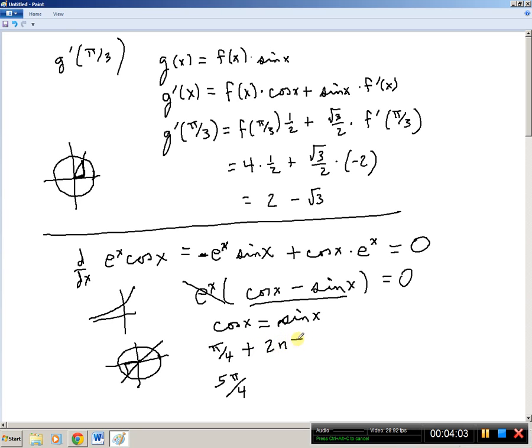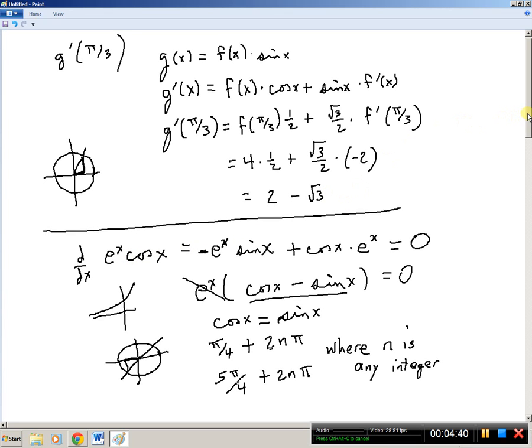so you could write this as 2n pi, where n is any integer, then that'll give you all of the solutions. So those are the places where the cosine and the sine are equal. Those are the places where cosine of x minus sine of x is equal to 0. Those will be the places where the derivative is equal to 0. And those will be the places where the graph of e to the x cosine of x will have a horizontal tangent line. And that takes care of number 2.